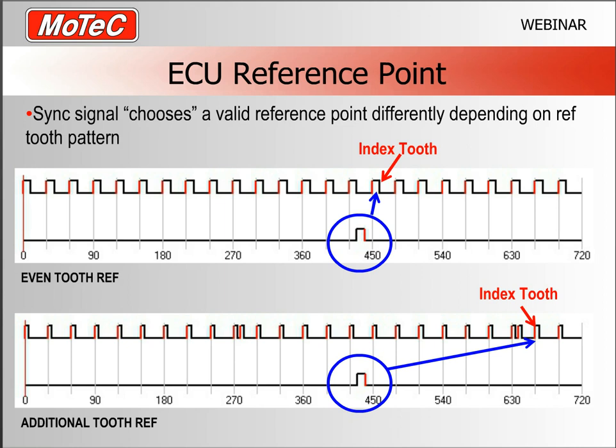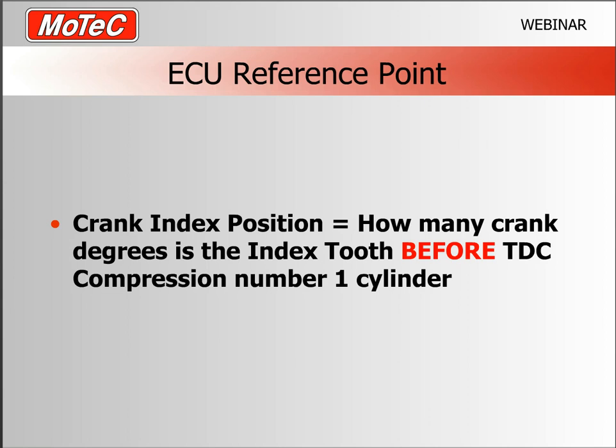So in these three examples, you can see which tooth is actually chosen as the index tooth depending on the trigger pattern on the crank. Again, that's why it's so important to know exactly what the tooth pattern is on the crank as well as the cam.